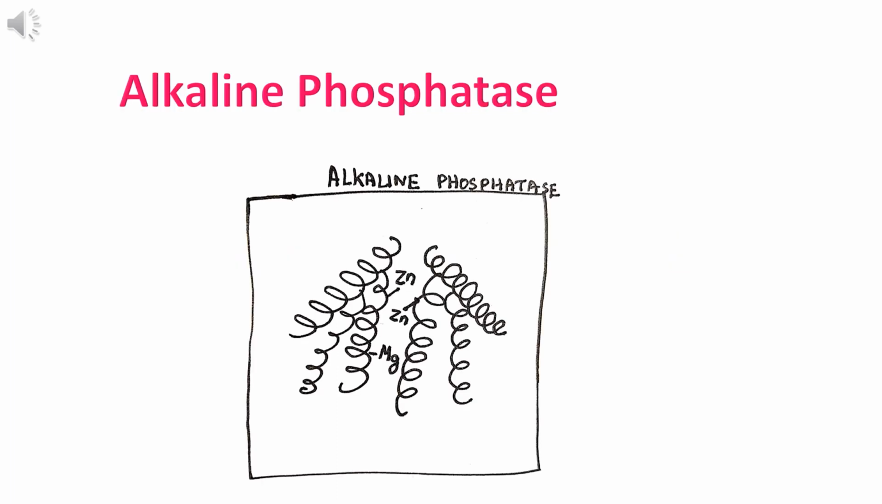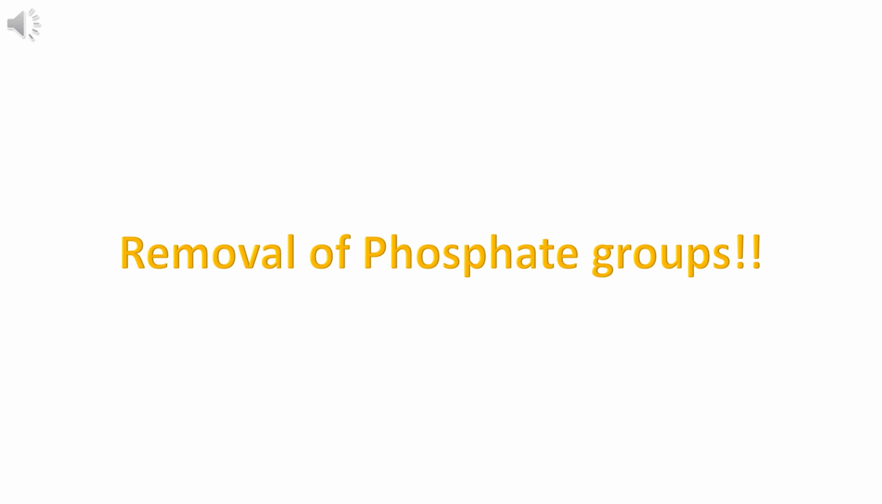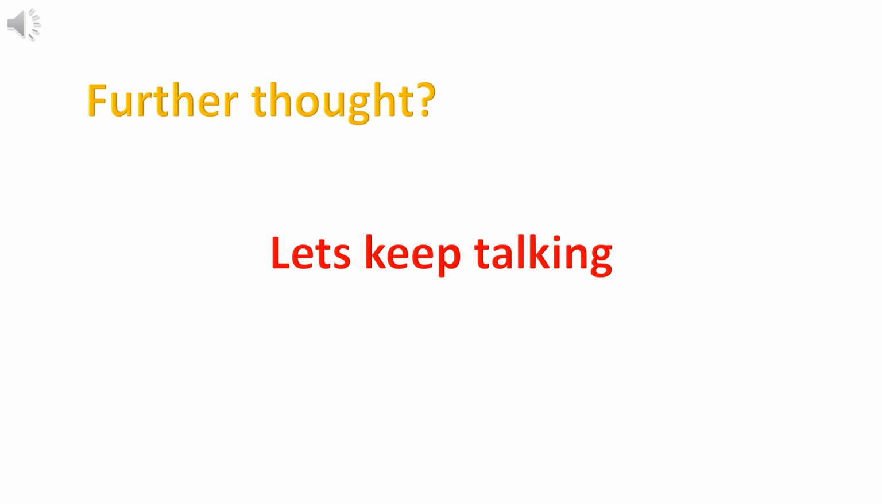My topic now is alkaline phosphatase. Let's split the words. Alkaline meaning high pH and phosphatase meaning enzymes removing phosphate ions from larger molecules, or dephosphorylators. All you will be wanting to know as a medical professional is this list. If you are interested in further thought on ALP, let's keep talking.